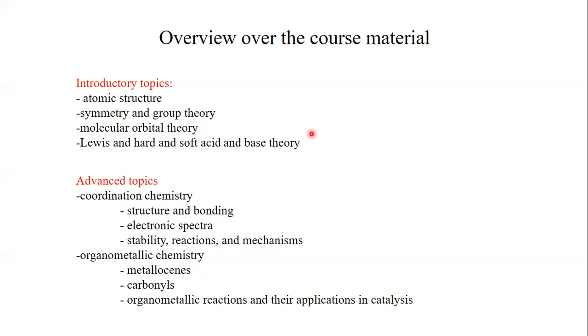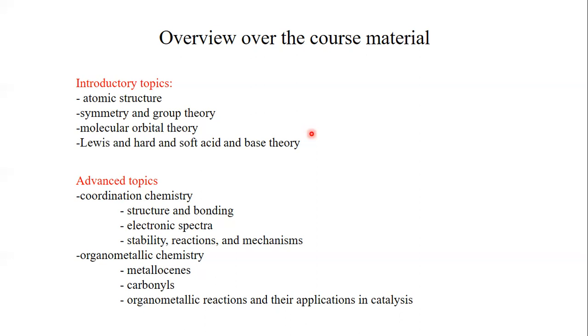So finally, I will give an introduction in a very important subset of coordination chemistry, which is organometallic chemistry. And here I will cover two important classes of organometallic compounds in particular, namely metallocenes and carbonyls. And then you will hear about how these compounds can be applied in useful organometallic reactions.